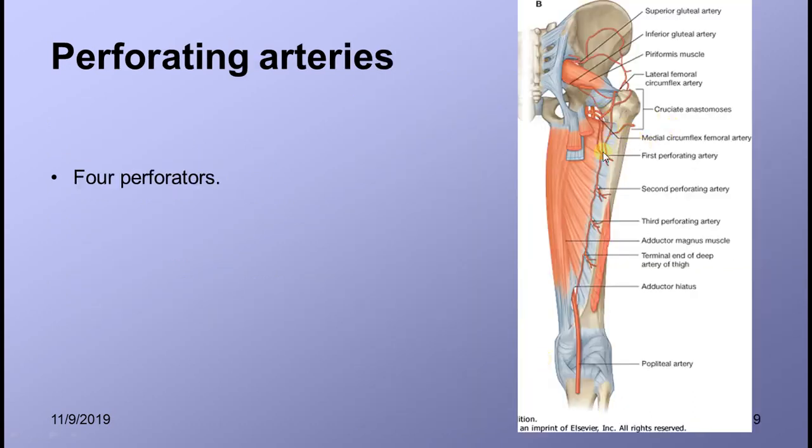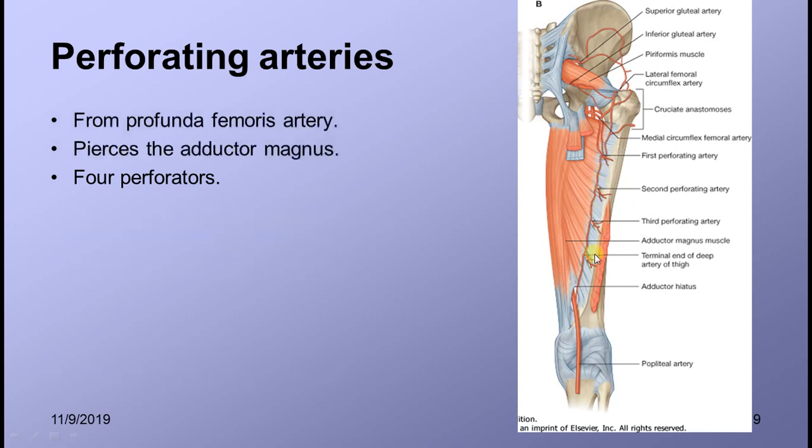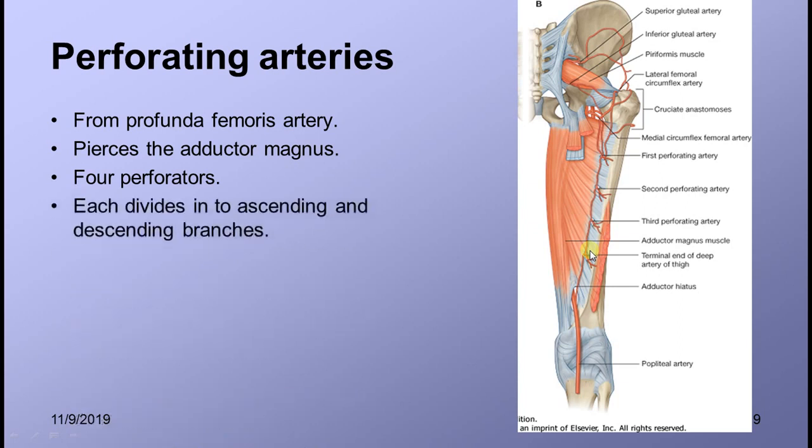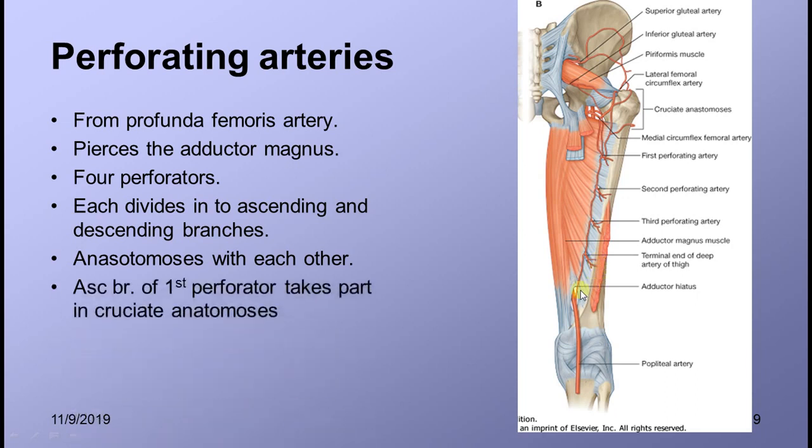Then in the posterior part of the thigh, you also see these four perforators from the profunda femoris artery piercing the adductor magnus, and the series ends at the level of vastus lateralis. Each of them divides into an anterior division, ascending and descending branches, and these branches anastomose with each other, forming a chain of anastomosis.